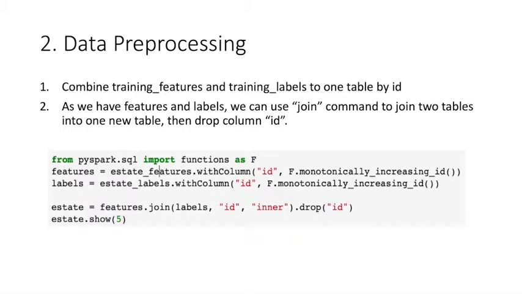Next, we pre-process the data and combine 2 tables into a new table. In order to analyze housing price, we need each house price corresponding to its features. So we select all features grouped by ID and do the same thing to the labels. As we have features and labels, we can use the join command to join the 2 tables into 1 new table. Notice that we need to drop 1 ID column since there are 2 duplicate ID columns.